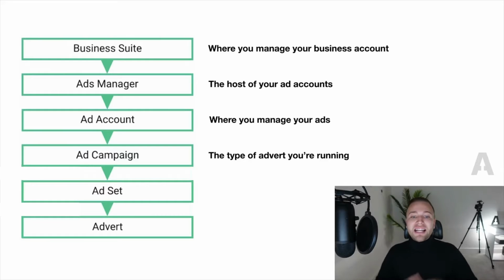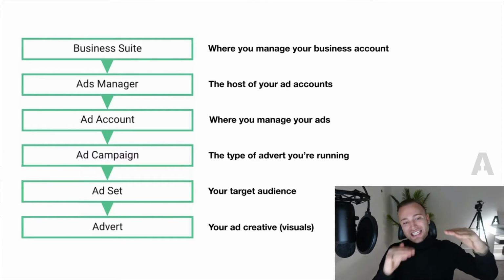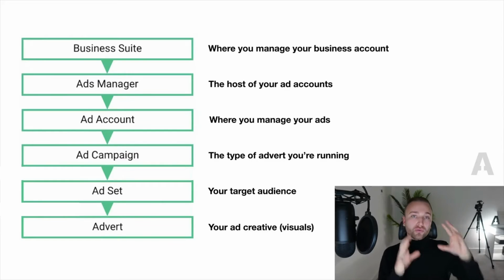Underneath an ad account, we have an ad campaign, and this is the type of advert we're actually running. We then have an ad set, which is our target audience. And finally, we have our ad creative, okay, the advert itself, the visuals. You'll notice that ad campaign, ad set, and advert are all grouped up on this diagram, and that's because they are the three core components that make up a Facebook ad. Let's jump into that a little bit further.